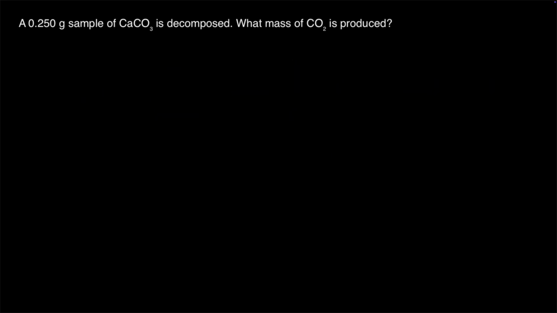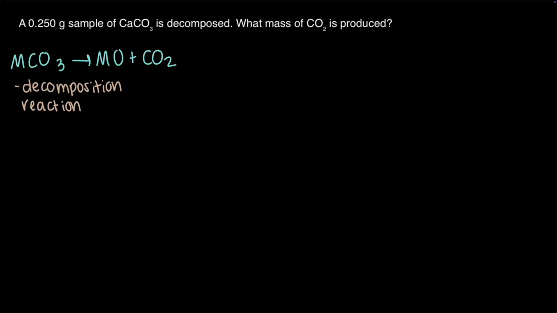A 0.250 gram sample of CaCO₃ is decomposed. What mass of CO₂ is produced? This decomposition reaction will be a special type with a metal carbonate. When a metal carbonate decomposes, it produces a metal oxide and carbon dioxide. The metal oxide for this reaction will use the metal given, Ca with its charge +2, and oxygen with its charge 2-. Crossing charges, we get CaO when the 2's cancel out.